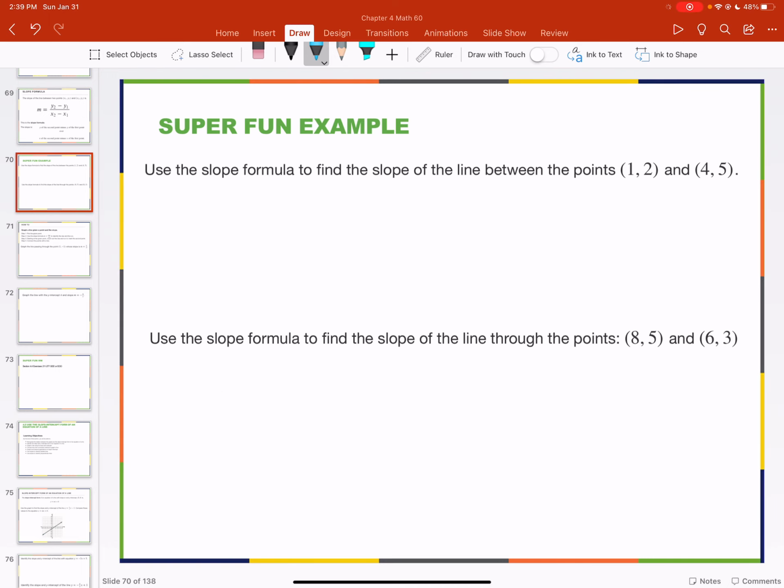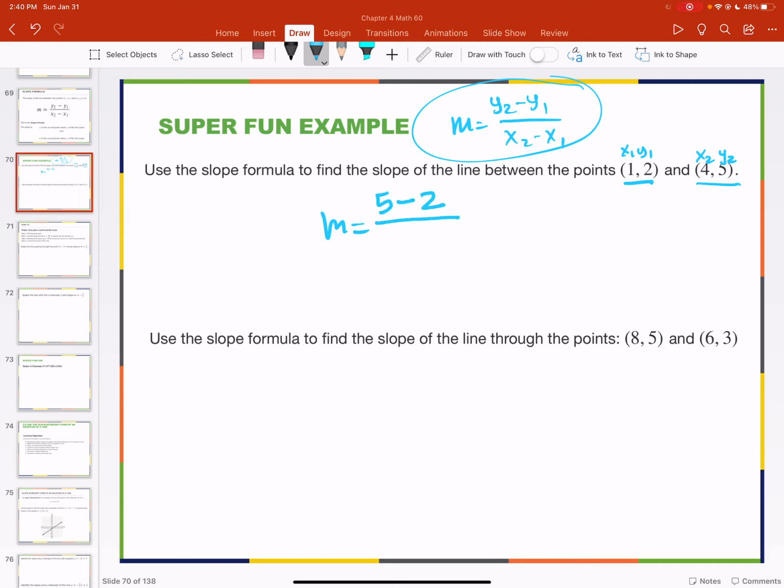So here's the slope formula: y2 minus y1 over x2 minus x1. Now this is a good way to calculate this. When you have 2 points and they tell you to find the slope, just label one x1, y1, and label the next one x2, y2. So it's like first point, second point. Then you just use your formula and plug in. So m is the difference of the y's, 5 minus 2, over the difference of the x's, 4 minus 1. That's just 3 over 3, so your slope is 1.